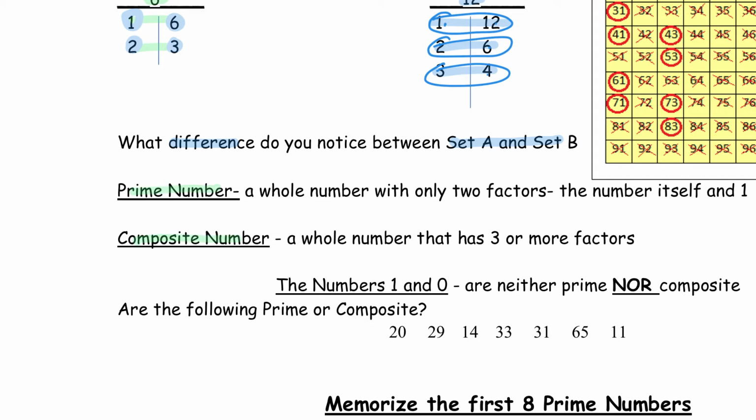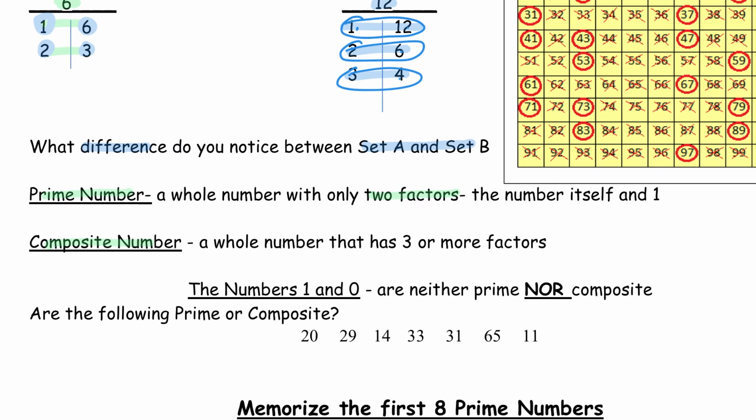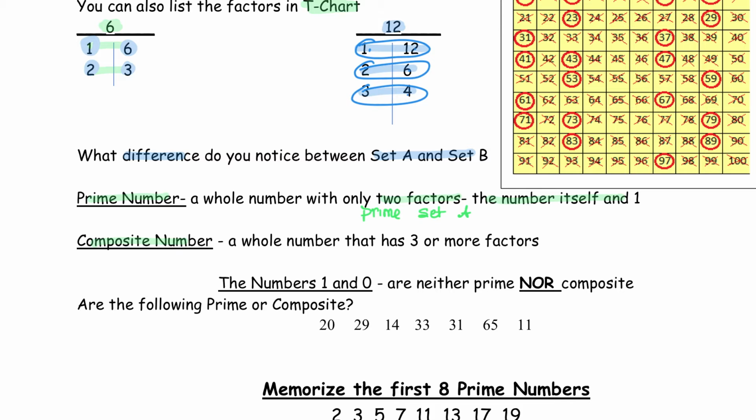A prime number is a whole number with only 2 factors, the number itself, and 1. So therefore, the first set, set A, was a list of prime numbers. And then set B would be a list of composite numbers. That's a whole number that has 3 or more factors.